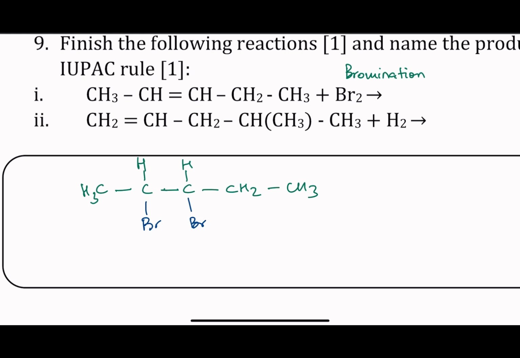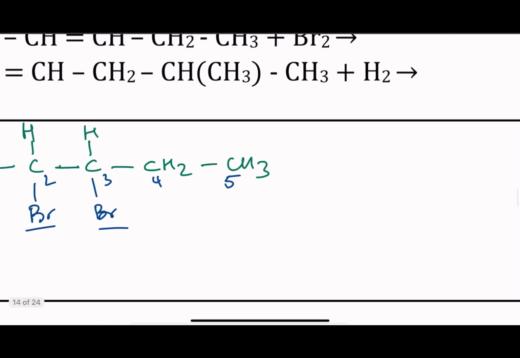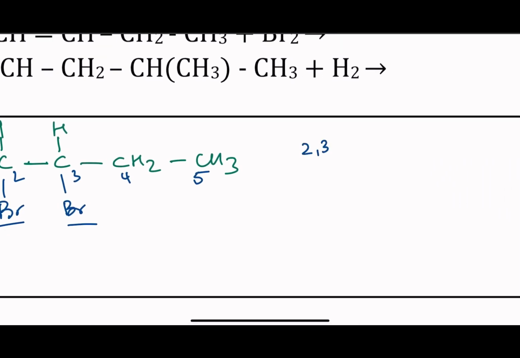And then you would start numbering the carbons in order to name. We always start numbering from the end closest to the branch, and then we have bromine and bromine. That's why I will be numbering from here: 1, 2, 3, 4, and 5. So this would be 2,3-dibromo pentane, because I got 5 carbons on the main chain.